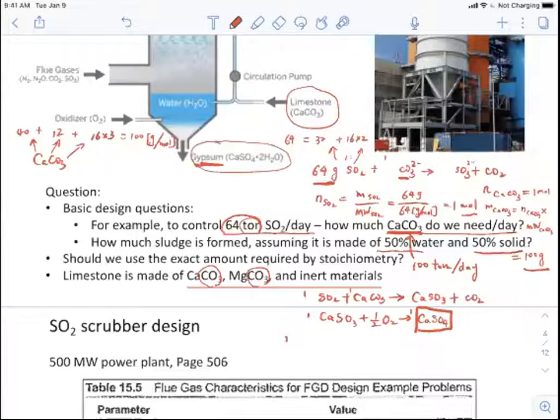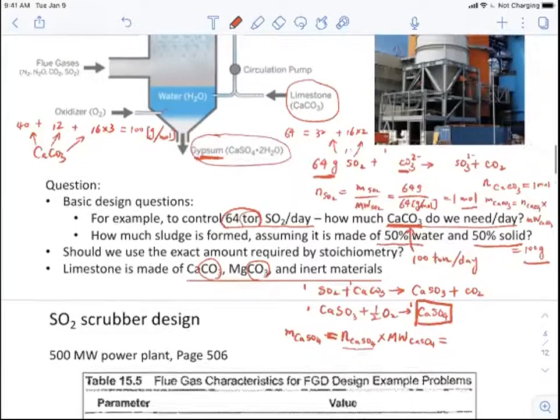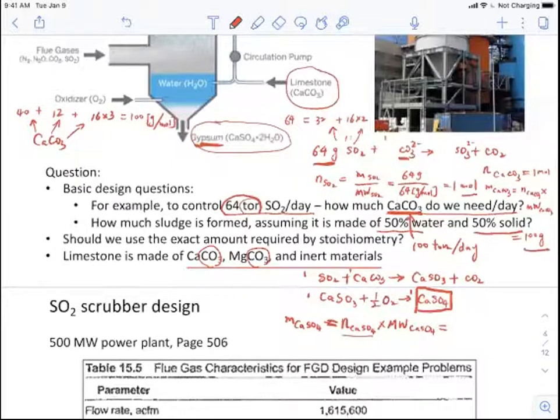Okay, so then we can directly calculate the mass of the calcium sulfate. That's going to be the number of moles multiplied by the molecular weight of the calcium sulfate. As we mentioned, the number of moles for the calcium sulfate is exactly the same as the number of moles for the sulfur dioxide, which is 1 mole, right? So that's going to be 1 mole multiplied by the molecular weight of the calcium sulfate, right? So if we just do this calculation again, calcium sulfate.